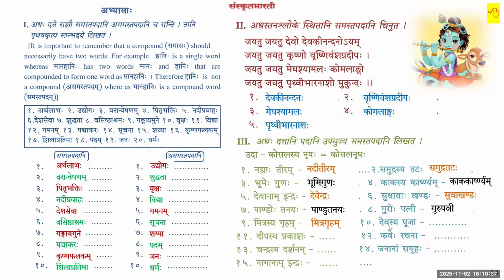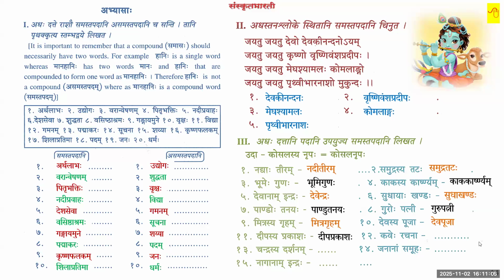Okay. All right. Devasya Puja. Again, Deva is the Shabda. So the offering of whatever oblations, etc., to the god. Deepasya Prakashaha. Very good. So torch light or some light, the brightness of the light.